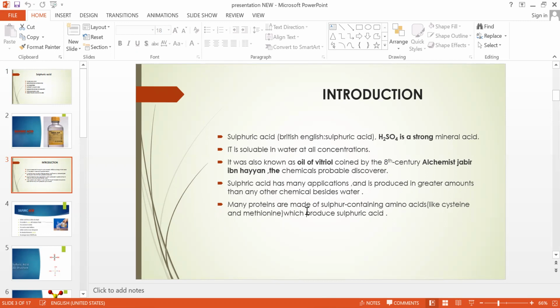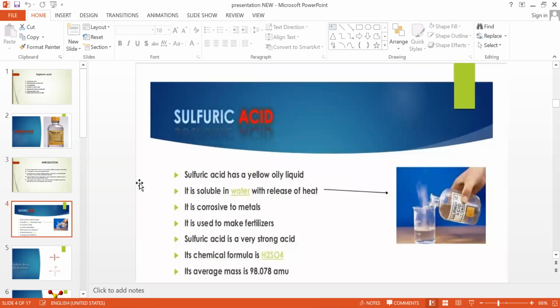Many proteins are made of sulfur-containing amino acids like cysteine and methionine, which produce sulfuric acid. Sulfuric acid is a yellow oily liquid. It is soluble in water with release of heat, as you can see in this picture. It is corrosive to metals. It is used to make fertilizers.